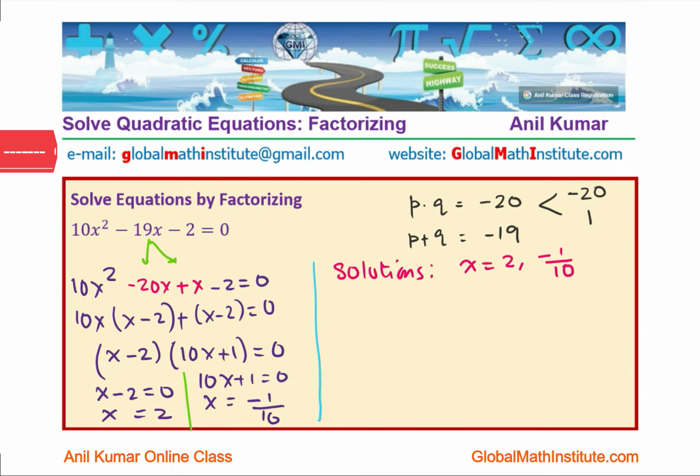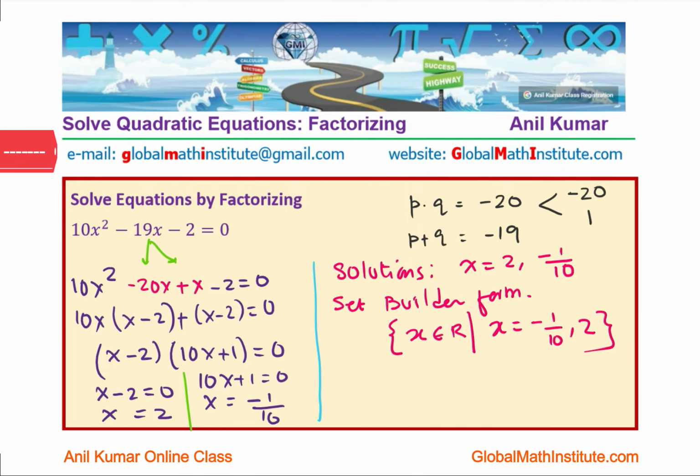Now sometimes the solutions are also written in set builder form. Right? So there we'll write them in curly brackets. We say x belongs to real numbers so that x is equal to minus 1 over 10 or 2. So we prefer to write lower numbers first. Right. Both are right though. So that becomes the set builder form. Perfect. So that is how we can provide the answer or solution for this example.